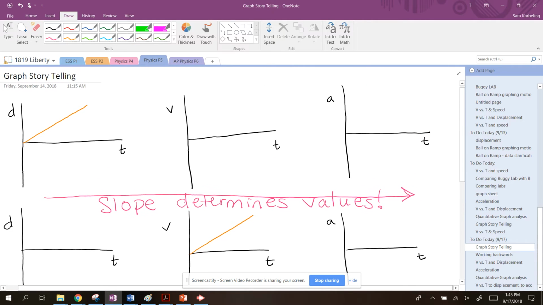So on the first one, the displacement versus time graph, it's just going constant and positive, right? Constant slope, positive values means that this is going to be constant positive values, right? Yes. Velocity is going to be constant and positive. So it's going to look something like this. Is that okay?